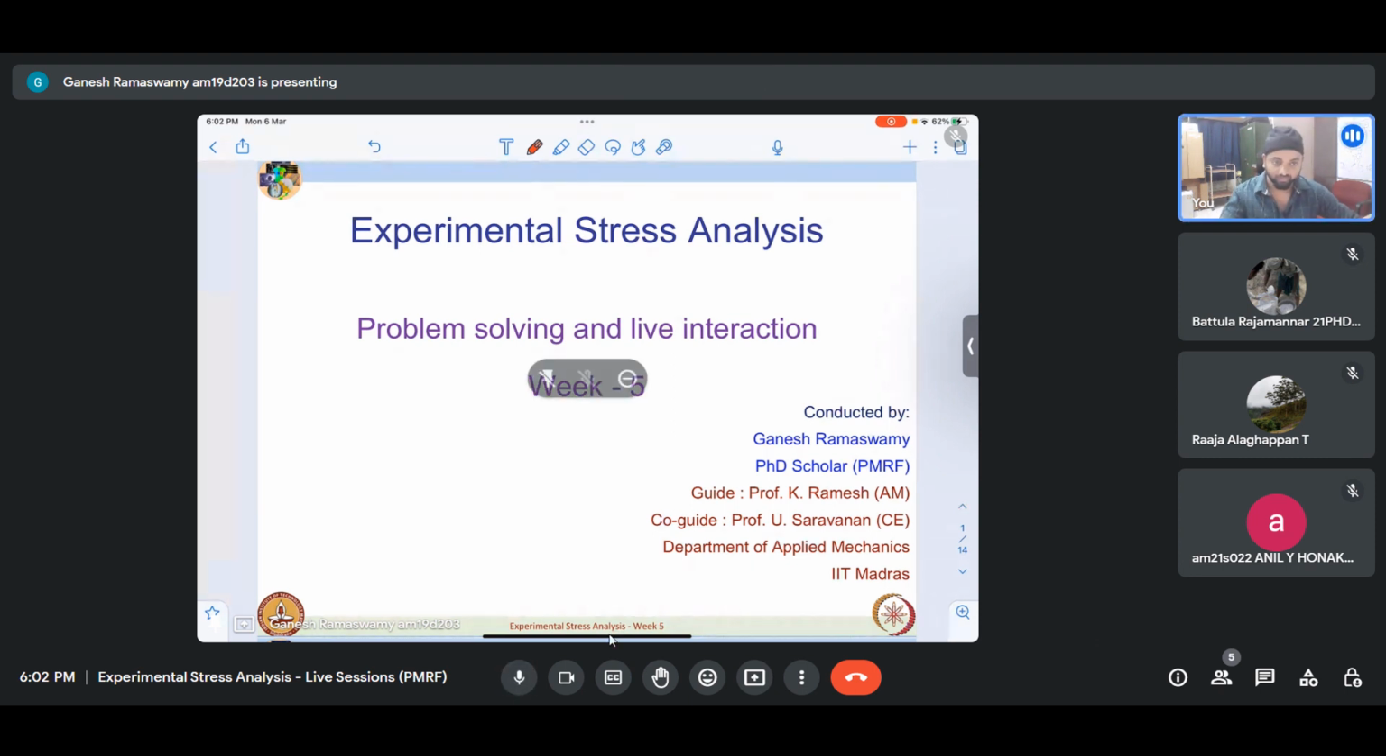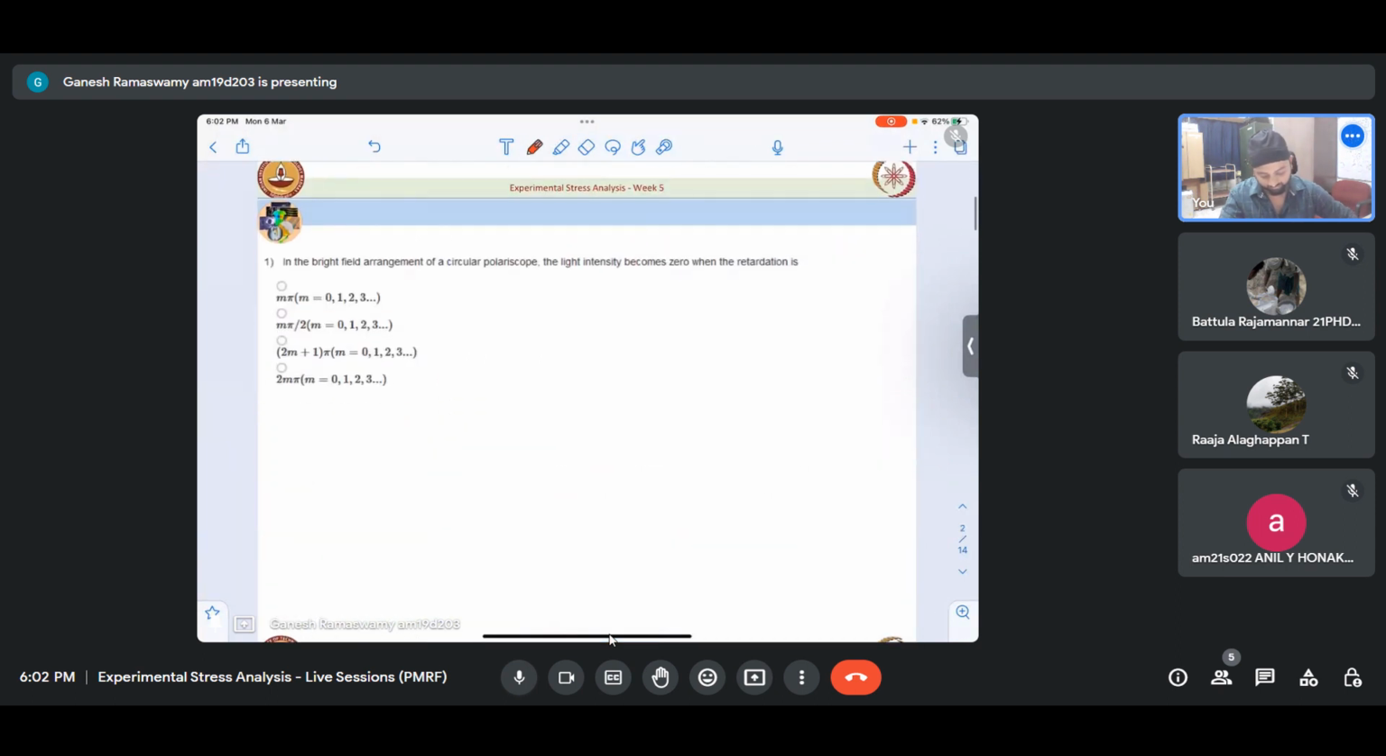Okay, so I take it that it is clear. So let us look at the first question today. In the bright field arrangement of a circular polariscope, the intensity becomes zero when the retardation is which of the following is what is asked. So we have looked at this in detail in the last class also.